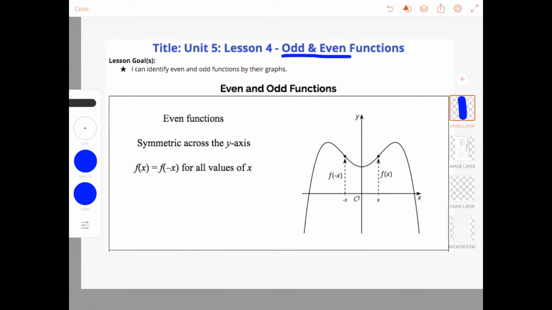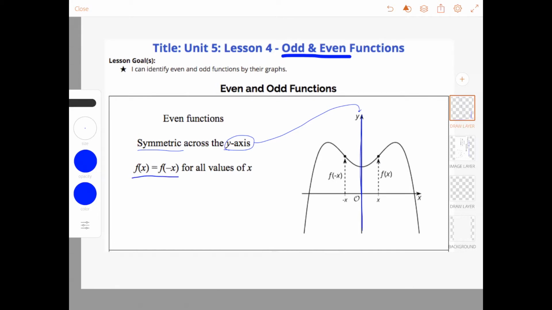So these types of functions have symmetry, and we're going to start out talking about even functions, which is this graph here. This is an example of an even function, and they are symmetric across the y-axis, which is this vertical axis right here. So if you see a function that looks like it's sort of reflected across that y-axis, that's a pretty good indication that it is an even function. But I'm going to show you here that you want to double check with the values on the graph.